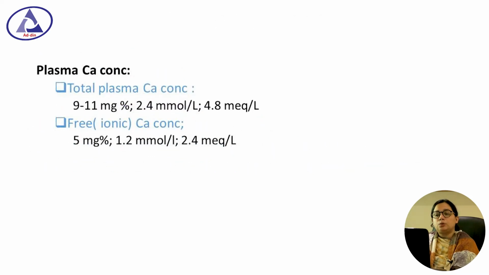Total plasma calcium concentration is 9 to 11 milligram percent, or 2.4 millimole per liter, or 4.8 milliequivalent per liter, and free calcium ion is 5 milligram percent, 1.2 millimole per liter, and 2.4 milliequivalent per liter.